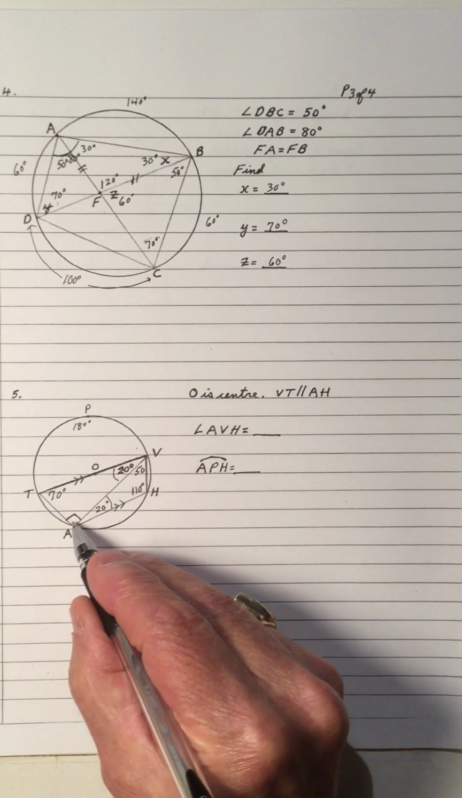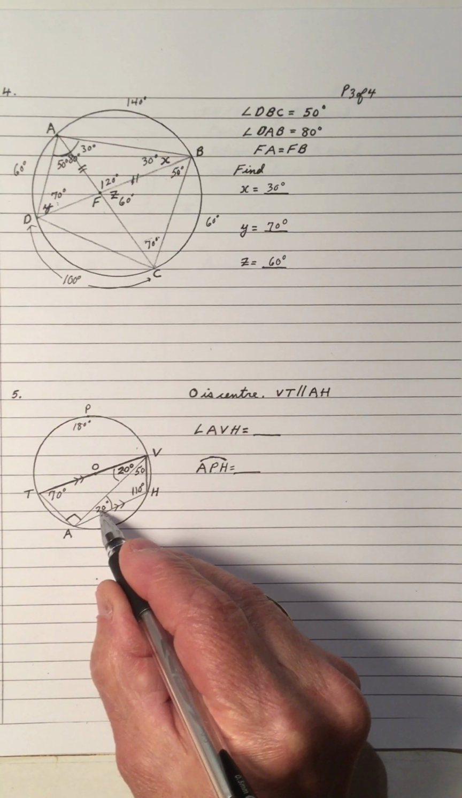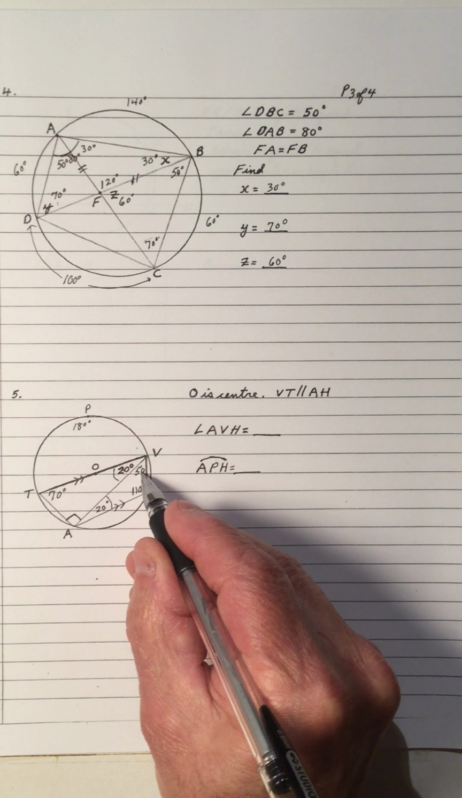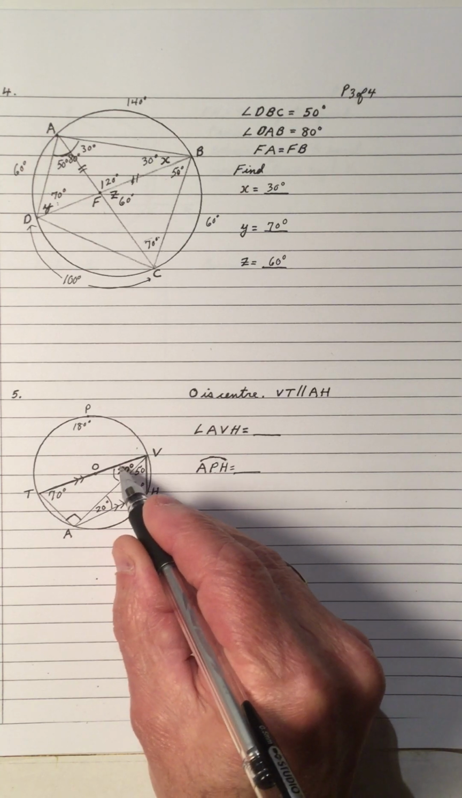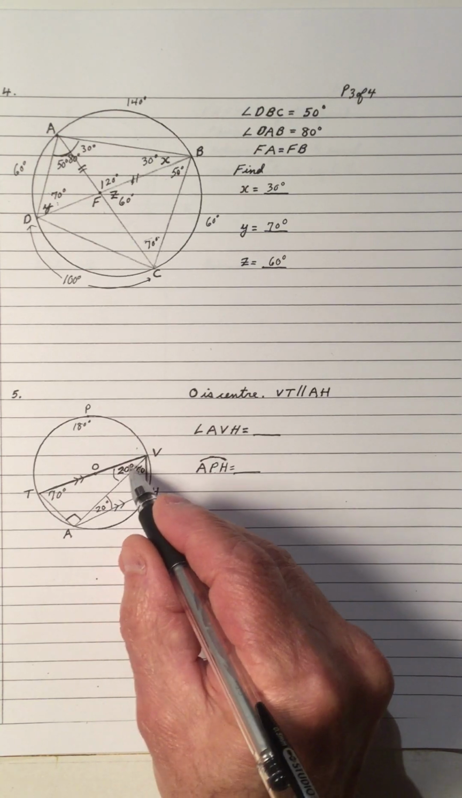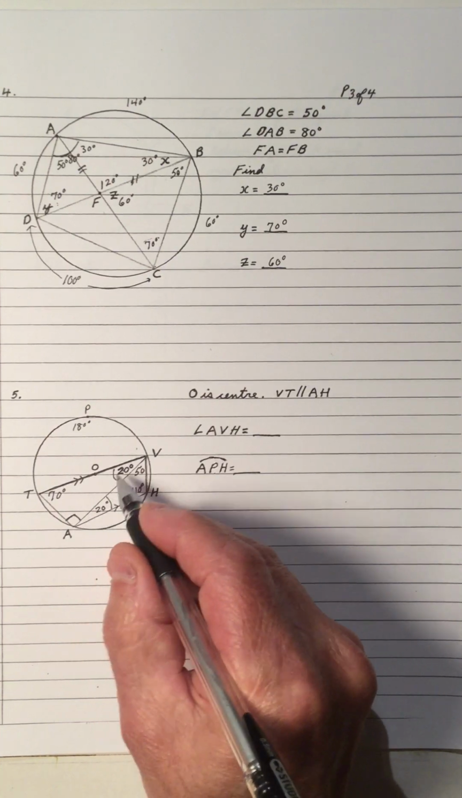And again, let's check: 90 and 20 is 110. This is 70 over here. 20 and 50 is 70. 70 and 110 is 180.